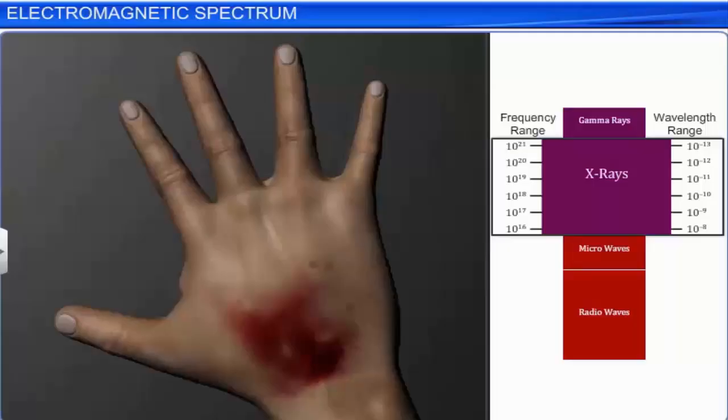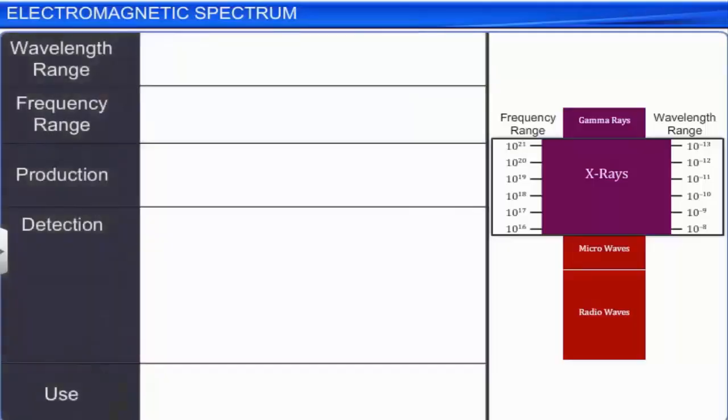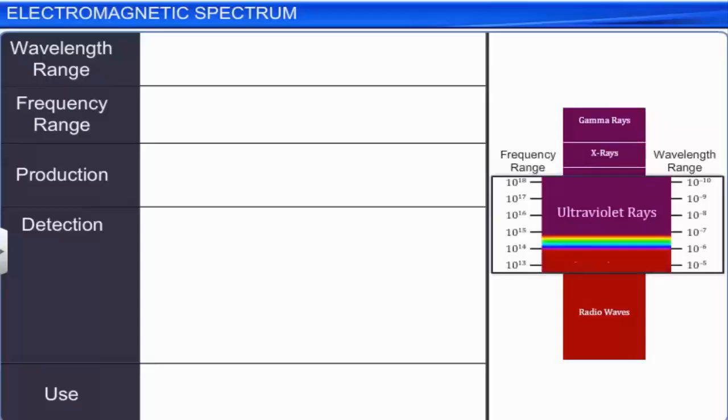The next kind of electromagnetic waves in the electromagnetic spectrum is the ultraviolet rays. The wavelength of ultraviolet rays is in the range of 6×10^-10 meters to 4×10^-7 meters. Their frequency is in the range of 10^17 Hz to 10^15 Hz.